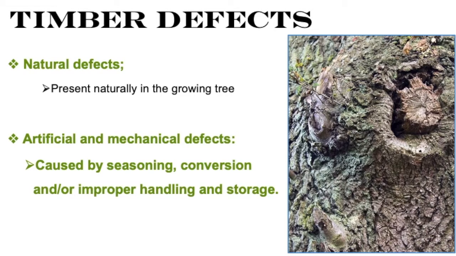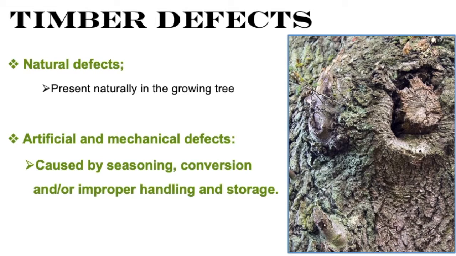Moving on to the timber defects. No tree is perfect. All trees are subjected to some form of defect. These defects can be natural, which are present naturally in a growing tree, or they can be artificial or mechanical, which are due to the processes we've just seen, or just mishandling the timber.